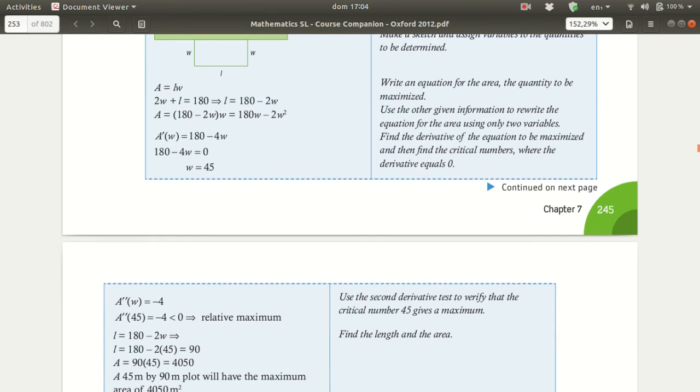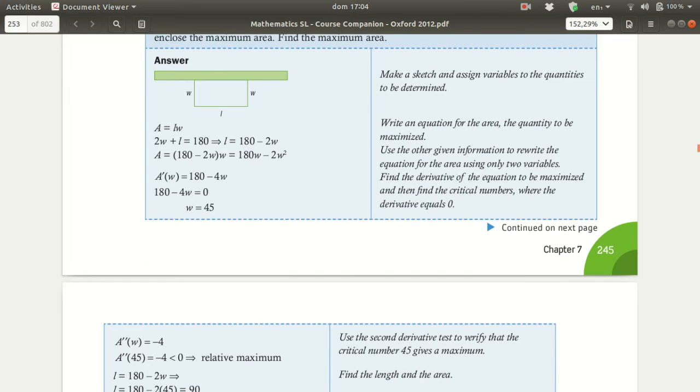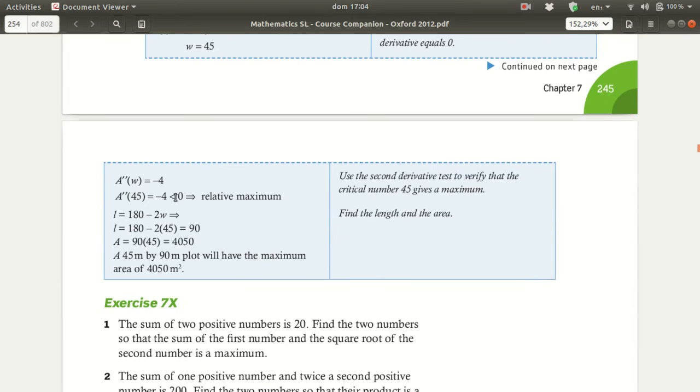Alright, now, is that this entire solution? Not yet. We have to verify that this is in fact a maximum. So let's take a look at the second derivative. When we find the second derivative of the function, we have that it's equal to -4. That means our function is concave down, and our critical point is going to be a relative maximum.